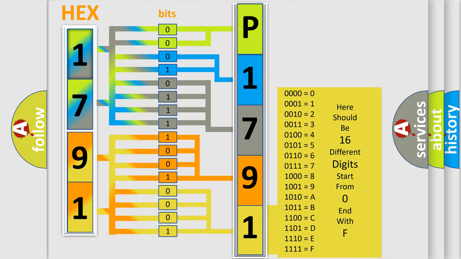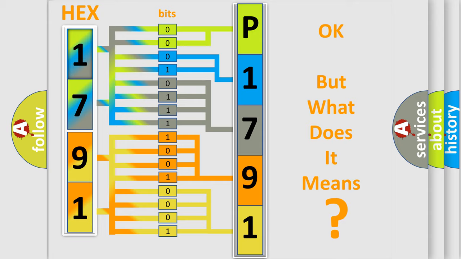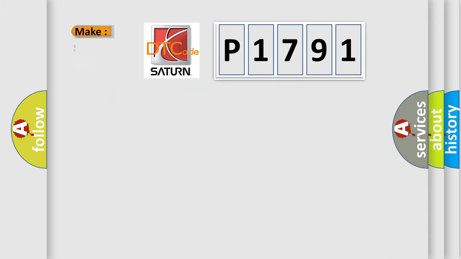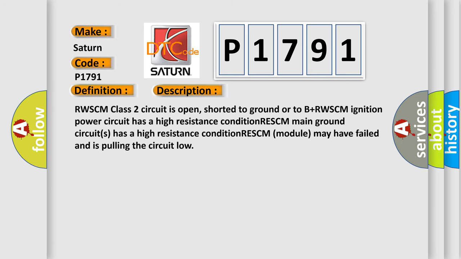We now know in what way the diagnostic tool translates the received information into a more comprehensible format. The number itself does not make sense to us if we cannot assign information to what it actually expresses. So, what does the diagnostic trouble code P1791 interpret specifically for Saturn car manufacturers? The basic definition is no communication with rear wheel steering control module. And now this is a short description of this DTC code. RWSCM Class 2 circuit is open, shorted to ground or to B+. RWSCM ignition power circuit has a high resistance condition. RWSCM main ground circuits have a high resistance condition. RWSCM module may have failed and is pulling the circuit low.